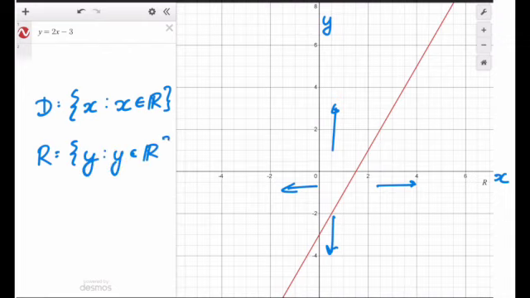So it appears as though that with linear graphs there's no restriction on the domain and range because you can put any number you like in and any number comes out. Well, there are some exceptions. Let's have a look at a couple of exceptions that occur with linear graphs.